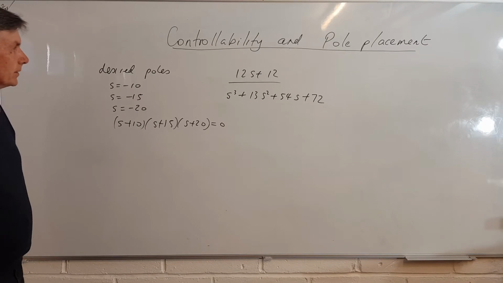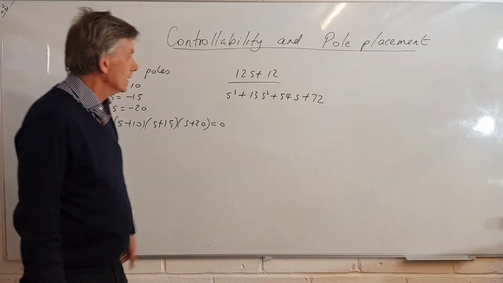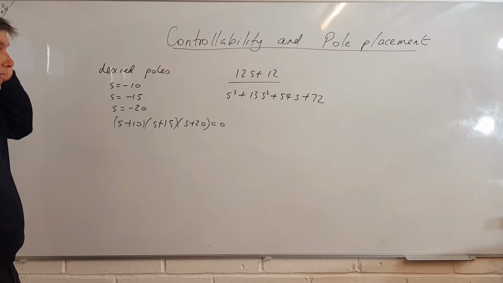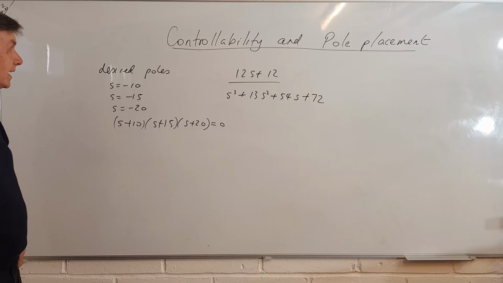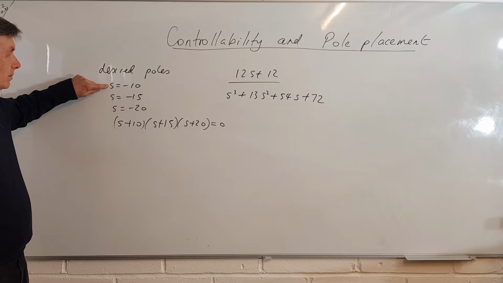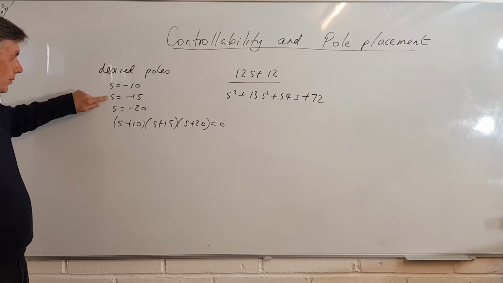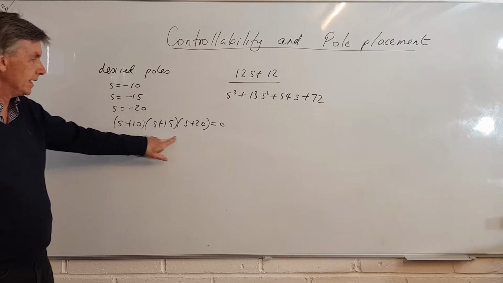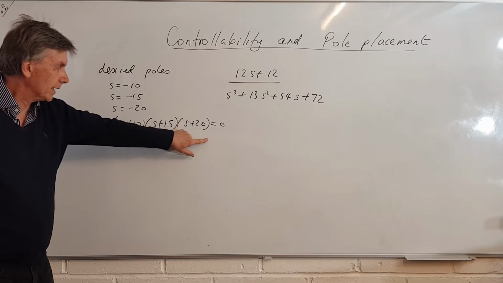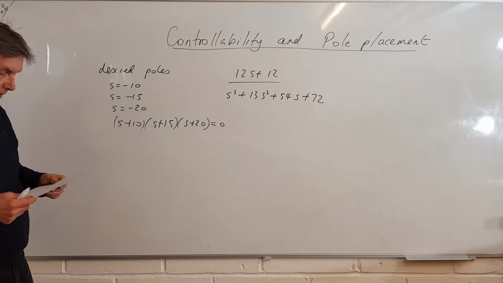Right, so now we're on to the second part, which is the pole placement part. So here's our transfer function that we had from a few minutes ago, and in pole placement we have some desired poles. So we've got some desired pole locations: s is minus 10, s is minus 15, and s is minus 20. So we've got 3 pole locations which we could write down as a polynomial like this. And we could multiply this polynomial by that one to get one polynomial which represented that particular system.